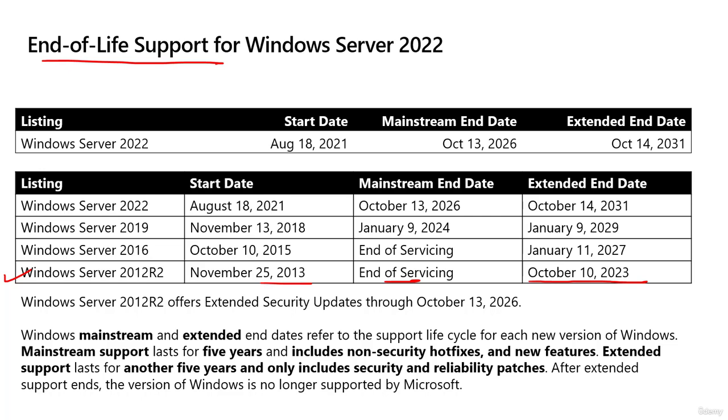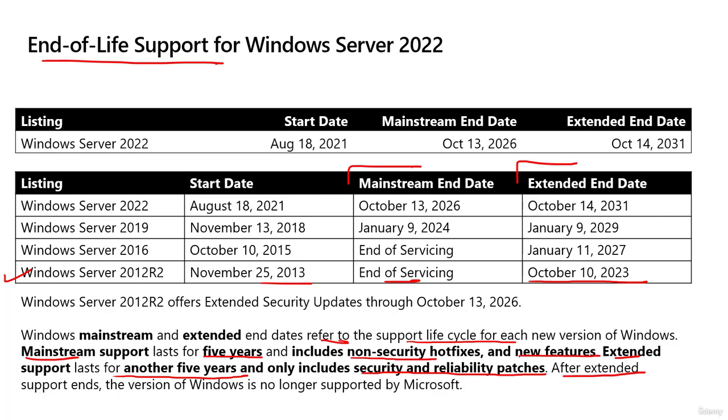What these terms mean for us, mainstream and extended end date, they refer to the support lifecycle for each new version of Windows. Mainstream support will last for 5 years after the edition is released, and you get non-security hotfixes, you get new features, and naturally you get security updates and all those things as well. The extended support lasts for another 5 years. So that's once your mainstream ends, you move to extended. So that's really years 6 through 10. With that, you will get security and reliability patches in that extended end date.